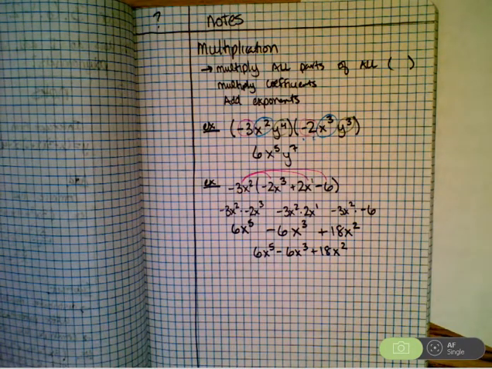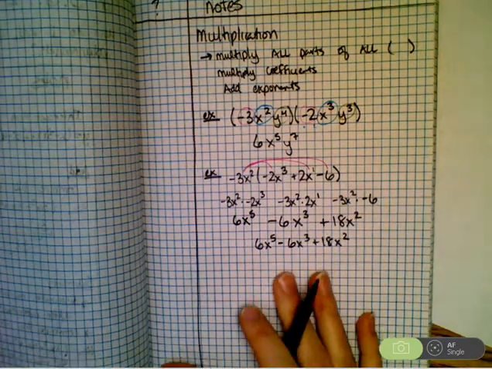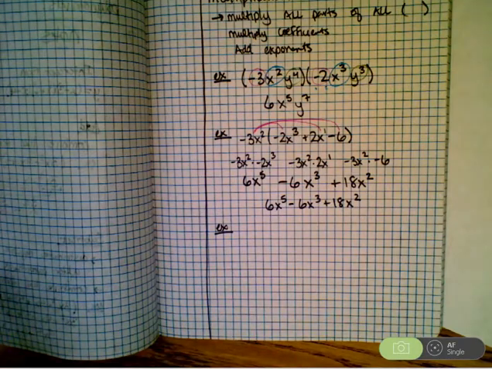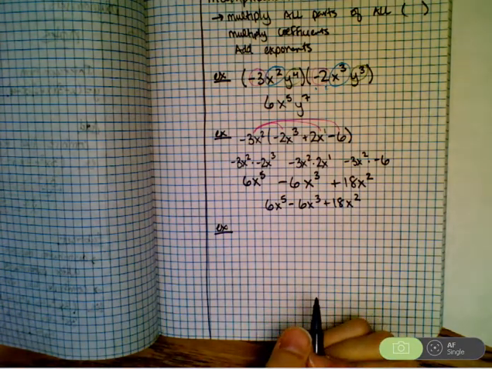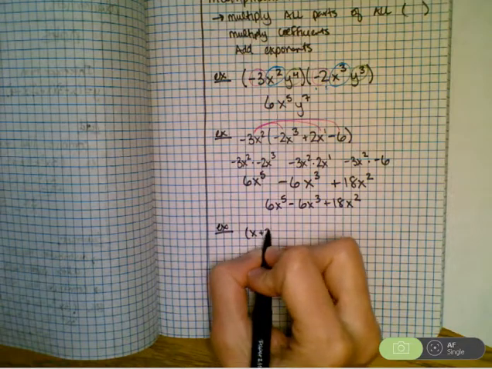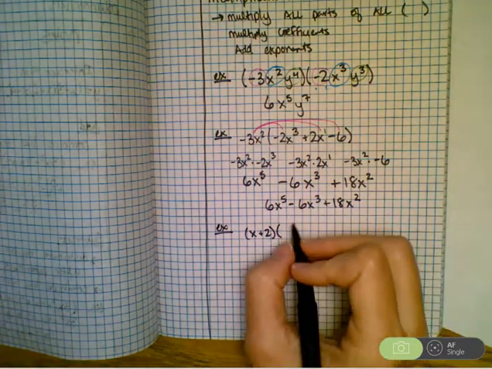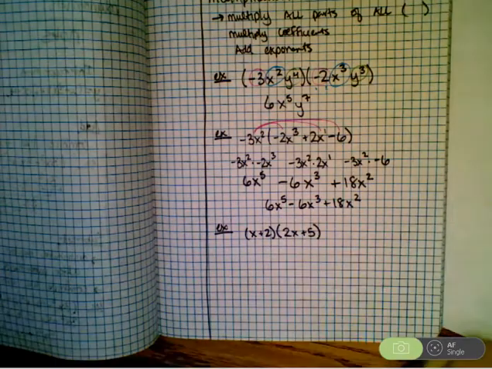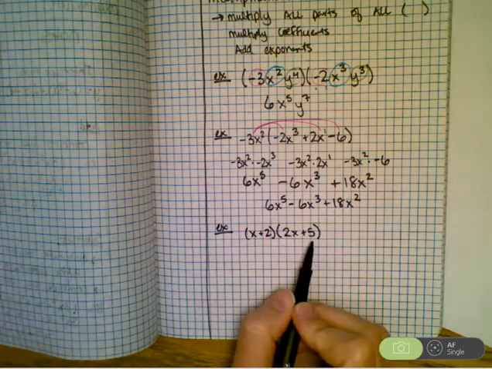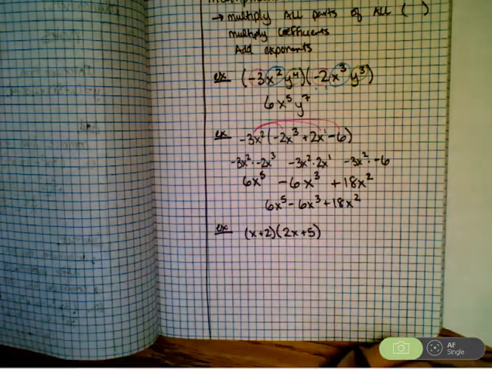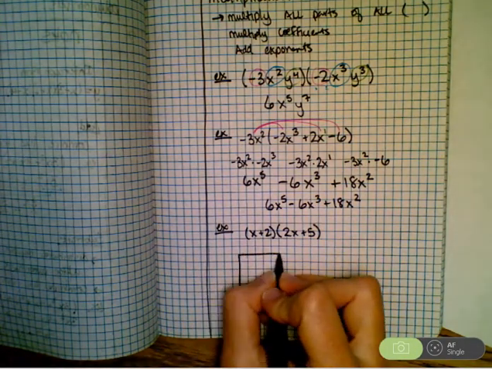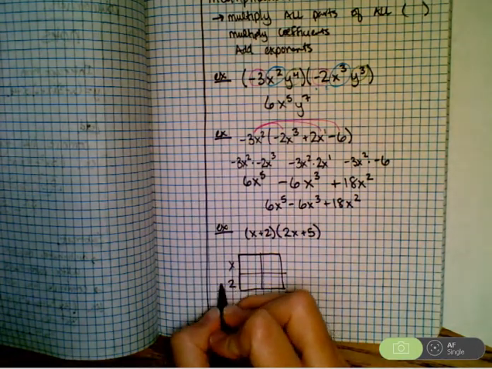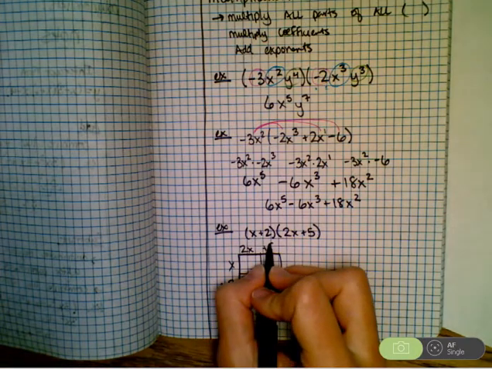Then we get into cases where we have even more interesting polynomials. For a problem like this, we'd have something like x plus 2 times 2x plus 5, and then we'll do one more example after this. So again, remember with this, we need the box method or FOIL. I'm going to show the box method just because it's what I think most people use now. So we put x plus 2 down here and 2x and plus 5 over here.